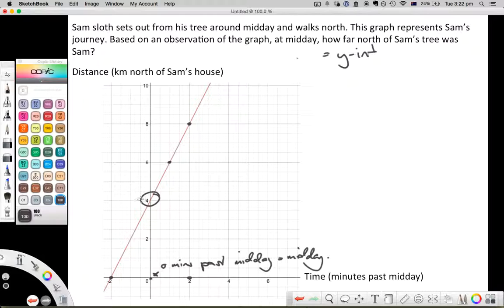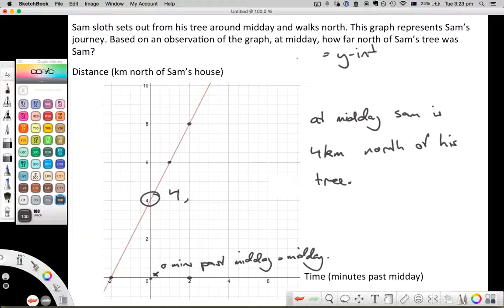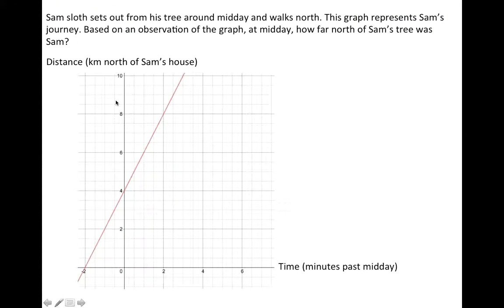And the y-intercept is 4, right? But this 4 isn't just a number, it also has units, and it's 4 kilometers north. So we could write a sentence, at midday, Sam is 4 kilometers north of his tree. So that's kind of getting you used to interpreting what the y-intercept is all about. Here we can read off as this, hopefully that was clear enough. Alright, next question.